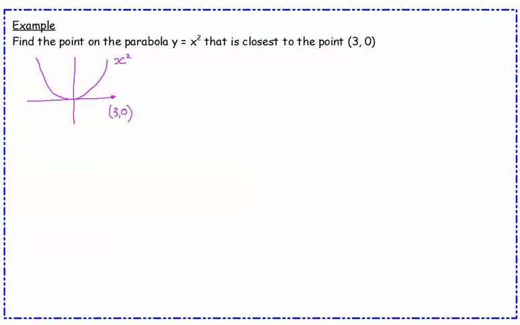Now what we want to do is find the distance, and we want the distance that minimises, from this point to this point. So what we're doing is finding this distance and minimising it. So what we want to do is find the distance between 2 points. The formula that you use for the distance between 2 points, if you can remember, looks something like this.